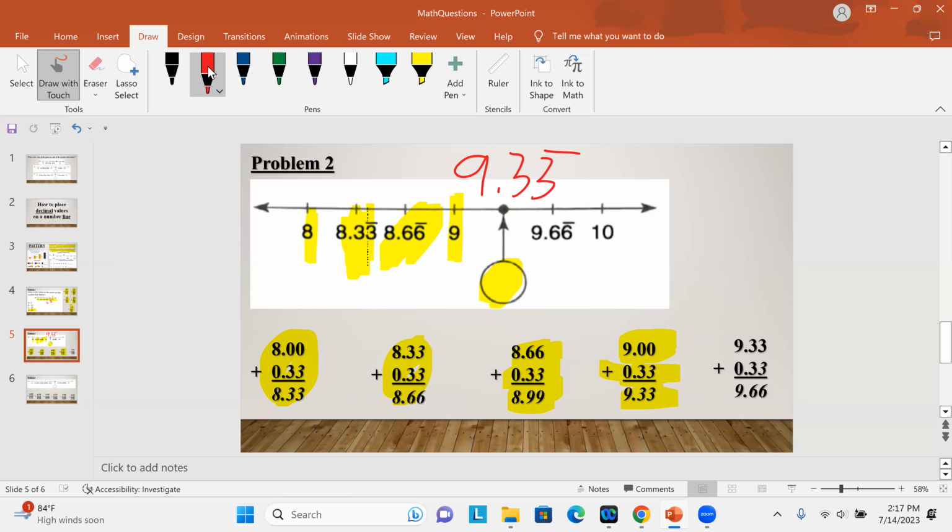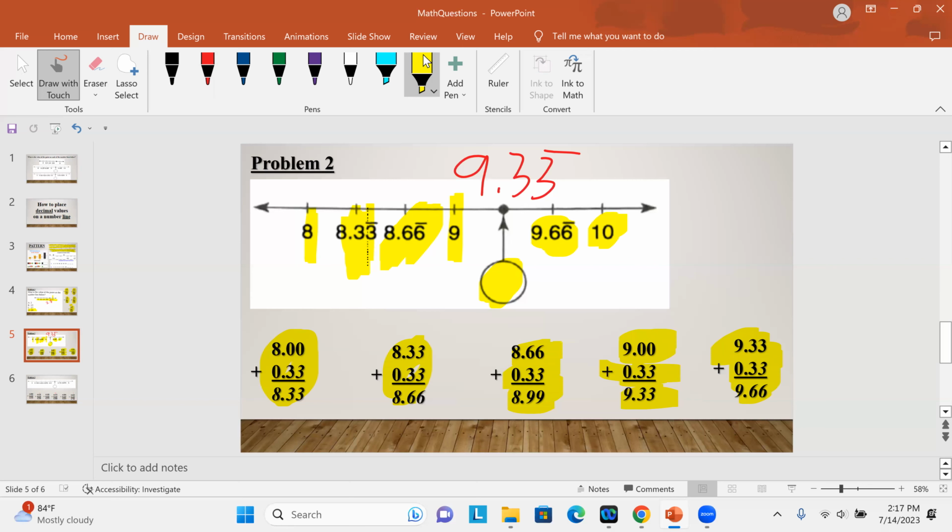And to check our answer, if you continue, you will see that 9.33 plus 0.33 gives you what? 9.66. It is there. And if you continue, you're going to have 9.99 with a bar on top of the last 9, which they round up to 10.